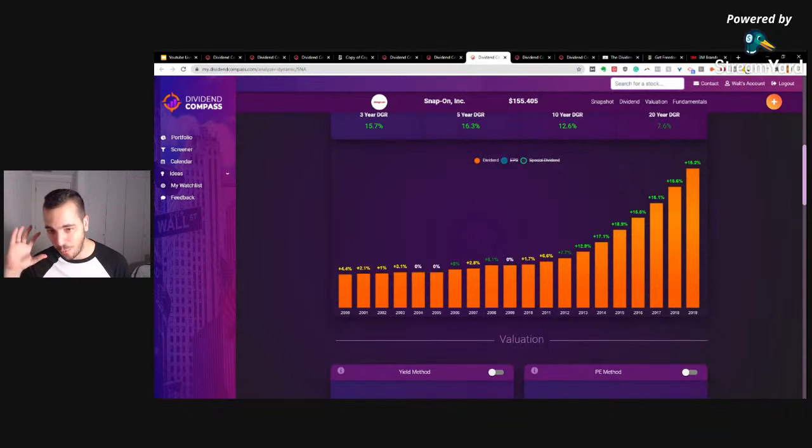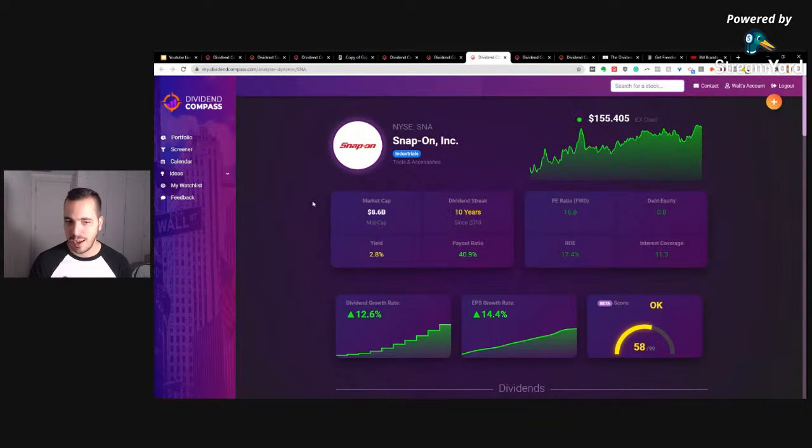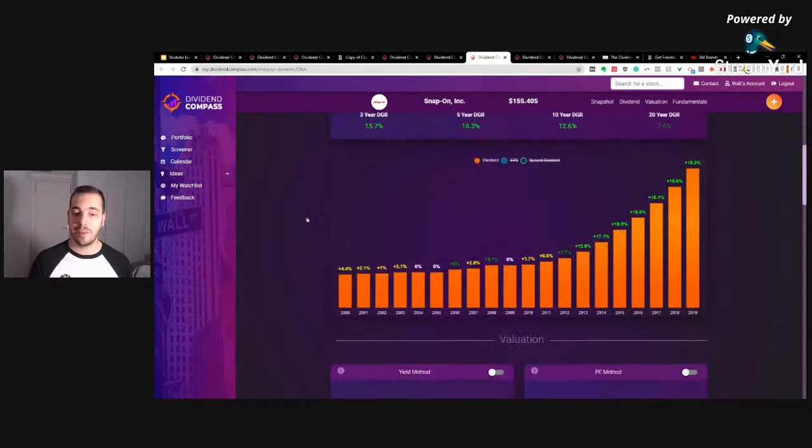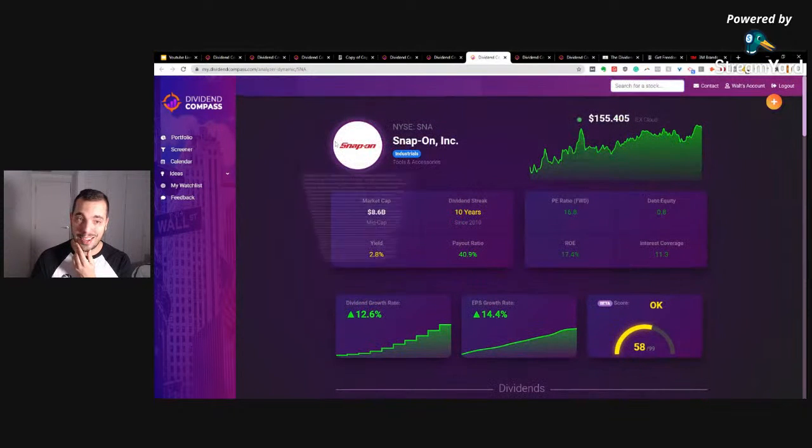Okay, so again, while its dividend growth streak is only 10 years, it's not cut its dividends in at least 20 years. Right, so again, that's definitely a good sign for Snap-on.